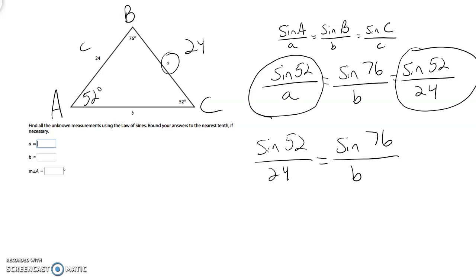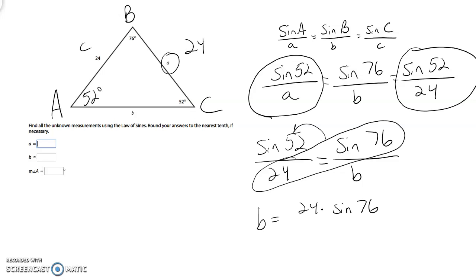Okay, to find B, cross multiply and divide, so I'm going to multiply these two and then divide by the sine of 52. So B is equal to 24 times the sine of 76 divided by sine of 52. Just type that into your calculator. Make sure your calculator is in degrees. 24 times the sine of 76 divided by sine of 52. And we should get B is equal to 23.8, and that is rounded to the nearest tenth.